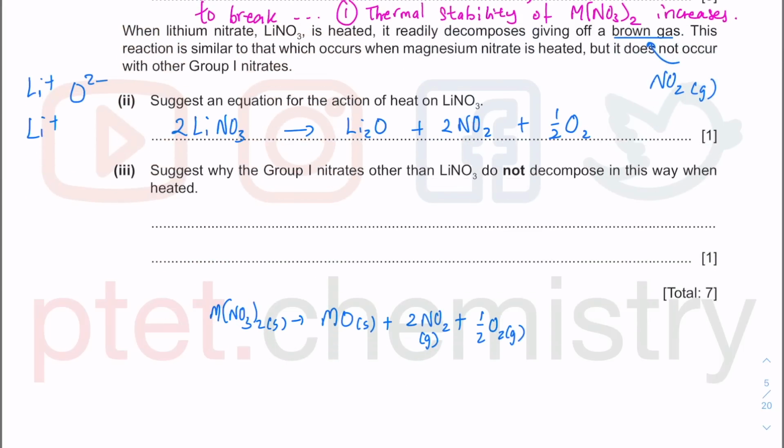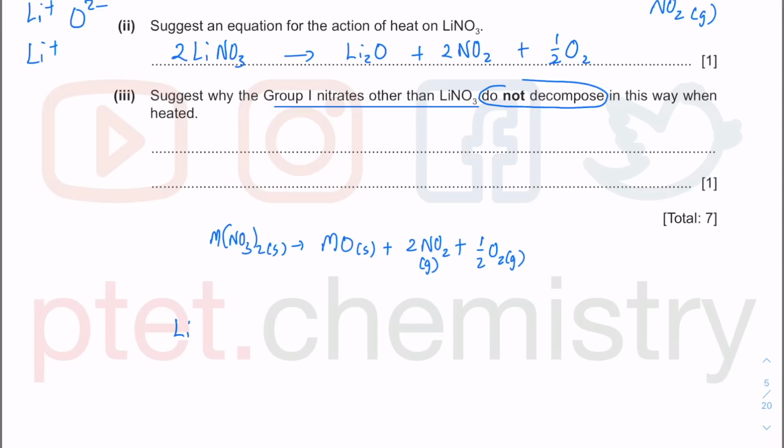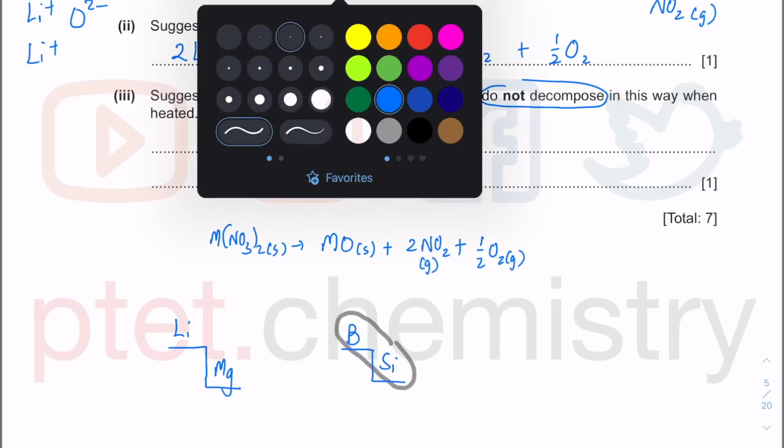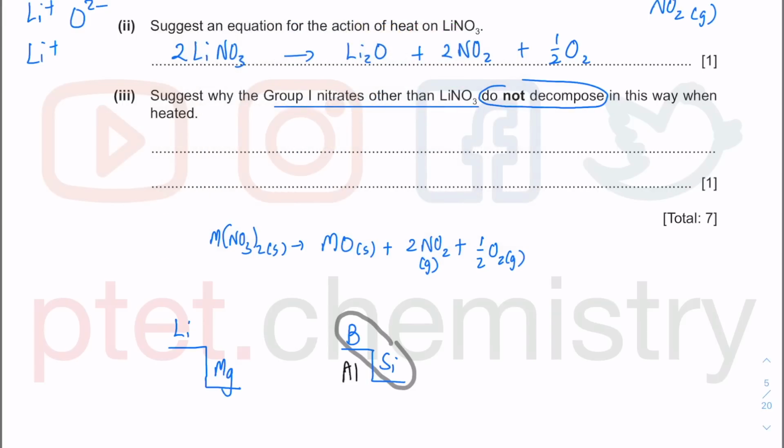Very last bit of this question. Suggest why the group 1 nitrates other than LiNO3 do not decompose in this way. Well, what is so special about lithium? If you look at lithium and then you have that staircase relationship, I think this relationship is no longer that relevant in the new syllabus, but it used to be stated that you need to know something called the diagonal relationship. It's the same thing when you have boron and silicon. Boron and silicon have similar kind of chemistry, and then you have aluminium just below boron, and what we say is beryllium and aluminium. Beryllium and aluminium have similar kind of chemistry.